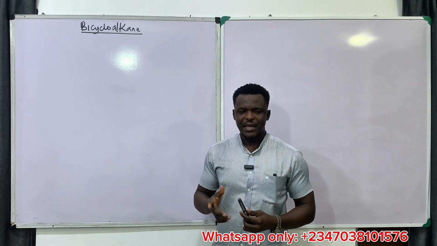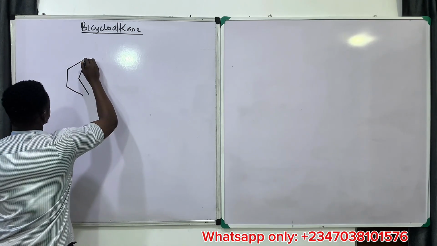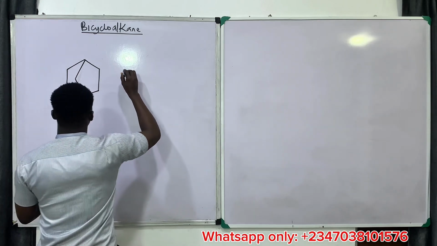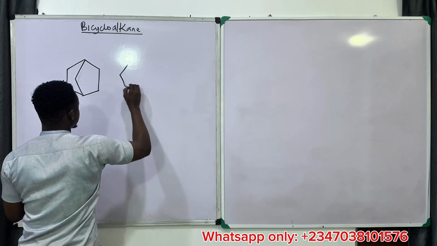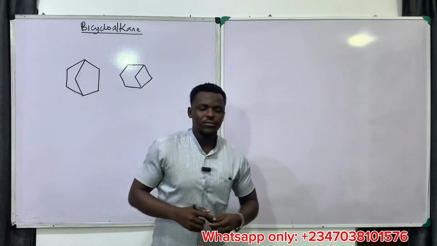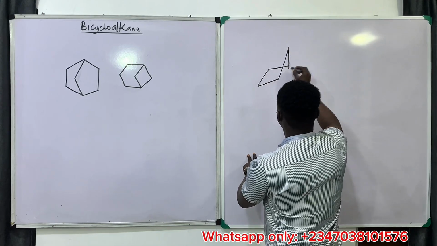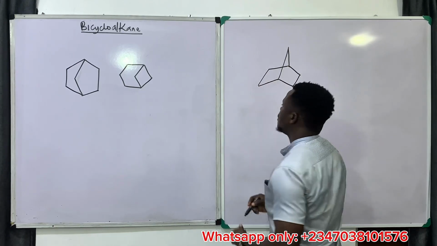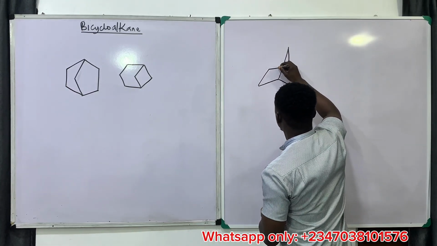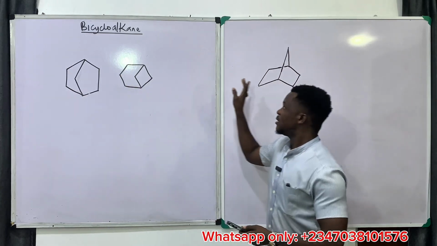Now let's look at examples of bicyclo compounds. I have something like this. Now you can also have something that looks like this. All of these are bicyclo compounds. So if you see something that looks like this, it is a bicyclo. Now there's a space there. So we have 1, 2, and 3.